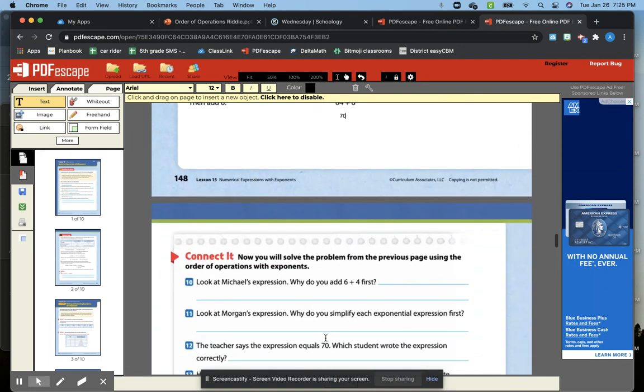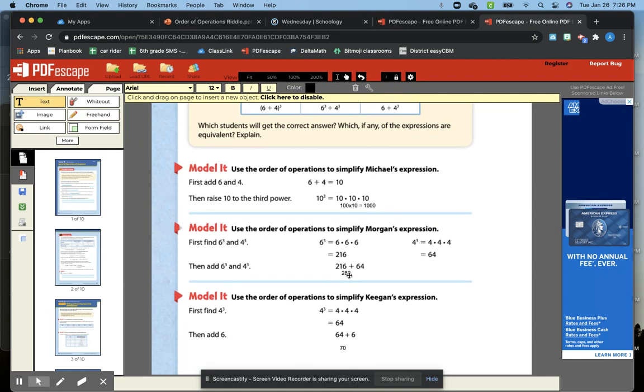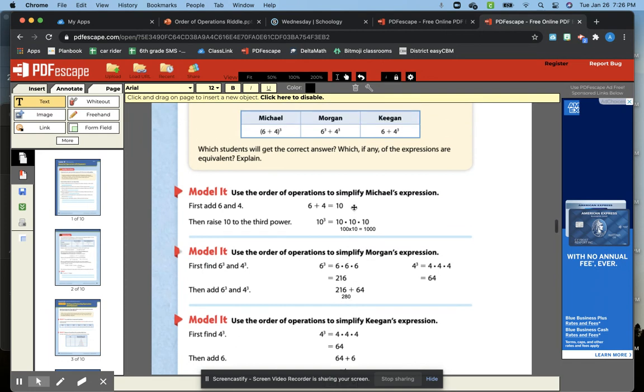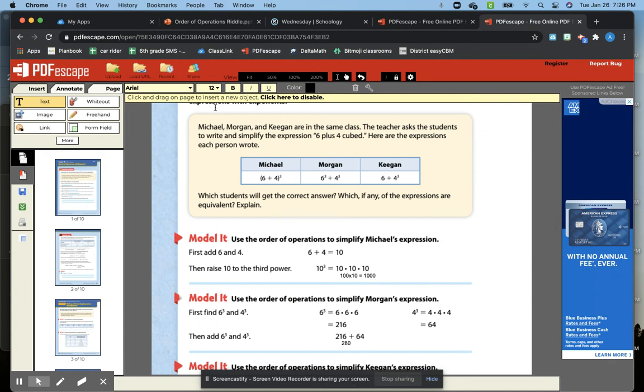So to answer the question, which student got the correct answer and which, if any, are equivalent? They're not equivalent. We had to solve all three of them to see that. As far as the correct answer, this is kind of like what we've done in the 5-a-day. We know plus means add, and we're just going to write exactly what it says. So 6 plus 4 cubed. So it would be Keegan that had the right answer.